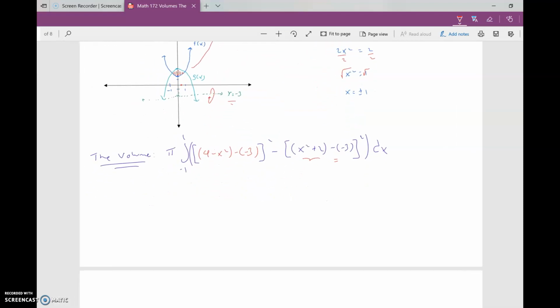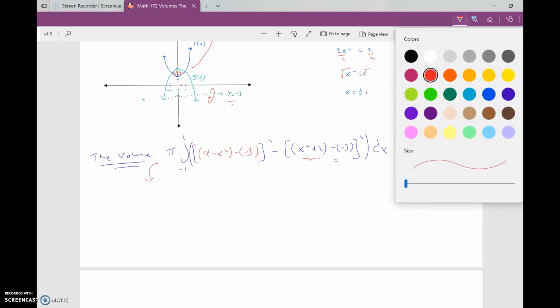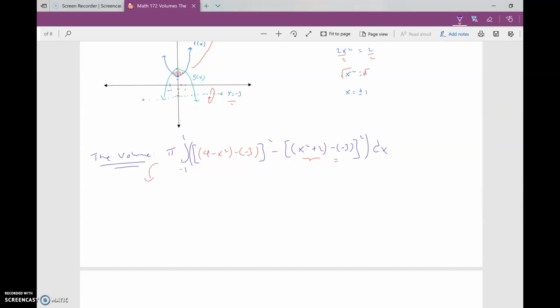Okay, so let me go back to where we were at, and we still need to simplify it. Almost there. So this is equivalent to pi integral from -1 to 1 of the first one's going to be a +3, so 7 minus x squared, minus, and that's going to be 3, so x squared plus 5, squared, and this will be dx.